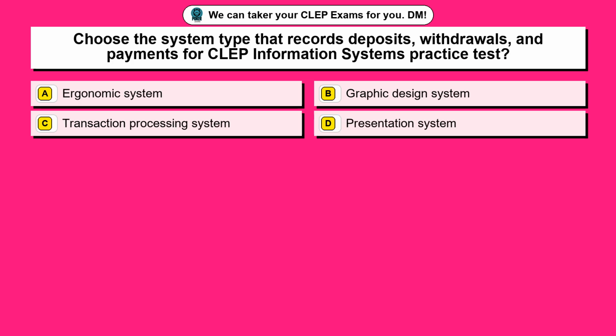Question 23. Choose the system type that records deposits, withdrawals, and payments for CLEP Information Systems practice test. Option A, ergonomic system. Option B, graphic design system. Option C, transaction processing system. Option D, presentation system. The correct answer is option C, transaction processing system.